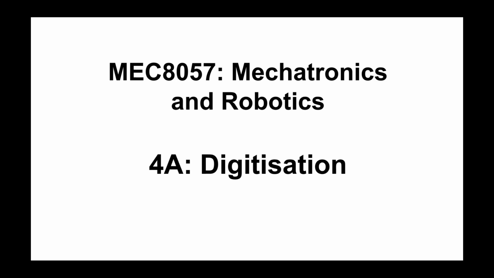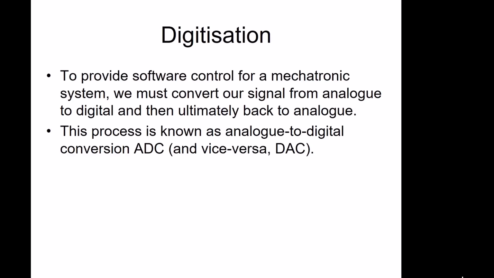So the first video will be on digitization. When we have a mechatronic system, we will have signals going into that system, and most of these will be analog. What we will need to do is convert this analog signal into a digital signal that the microcontroller or computer can then utilize, and then ultimately that will be transferred back to an analog signal, which will then be used to power actuators. The process is known as analog to digital conversion, ADC, and digital to analog conversion.